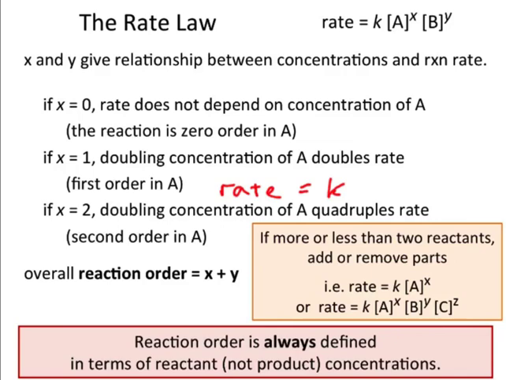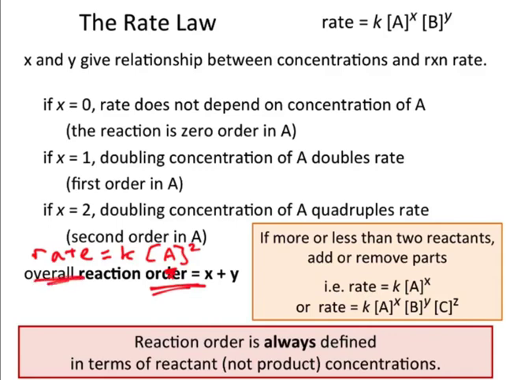Okay. Now, if x equals 1, then the rate equals this constant, of course, times A to the 1, so really just times A. So if you double this number on the right, you're going to double this number on the left. So if you double the concentration, you double the rate. All right. And then lastly, if x equals 2, then doubling A quadruples the rate. Because if you double this number and then you square it, that means you're going to quadruple this number over here, right?